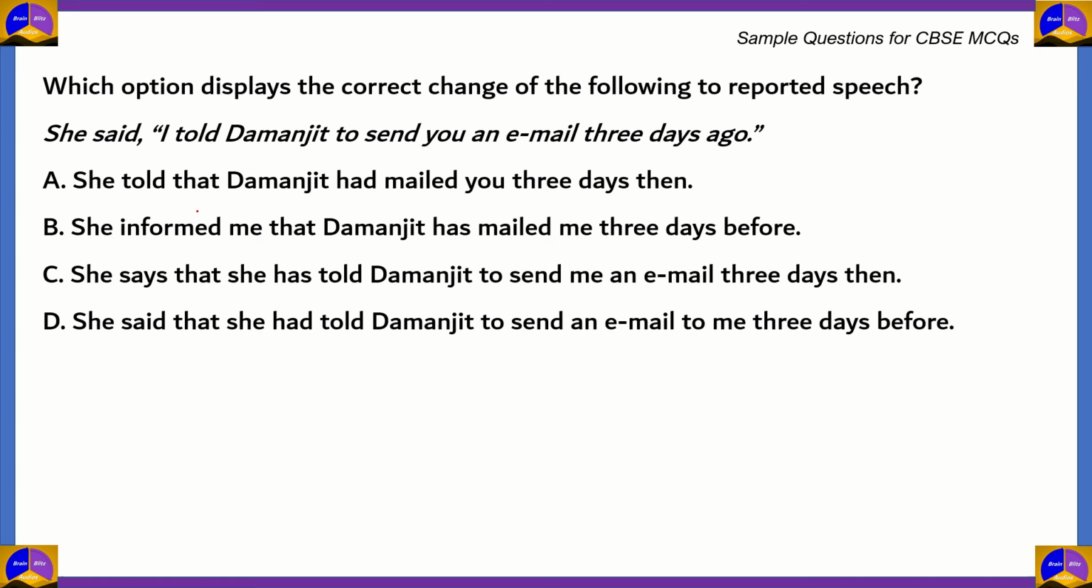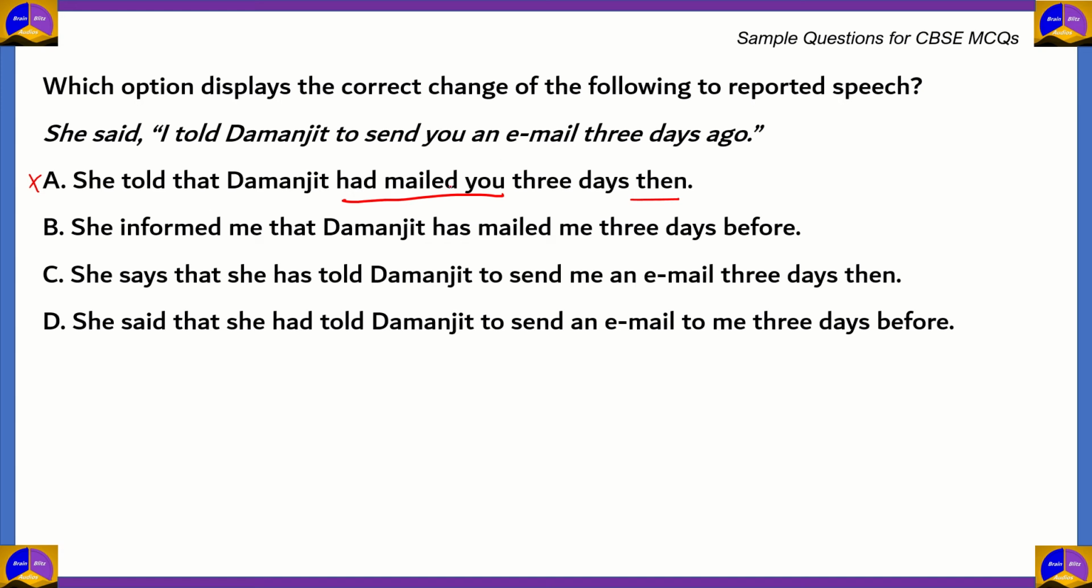So let's look at the following options. Option A says, she told that Damanjit had mailed you 3 days then. Now, the problem with option A not being the correct option for this statement is the following. If you read the statement, the author, that's she, says that I have told such and such a person to send you an email. However, in option A, the subject says that he had already mailed you.